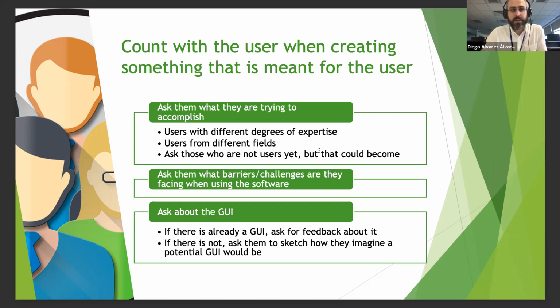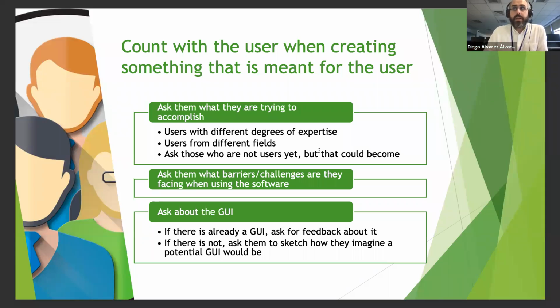Try to ask people with different degrees of expertise, and ask people who are different from you, because you will use your software, but you will know more about it than anyone else. You are not really a good example of who your users are going to be. So ask other people from other fields, if it is a general purpose software, something that is not very specific to your research area.